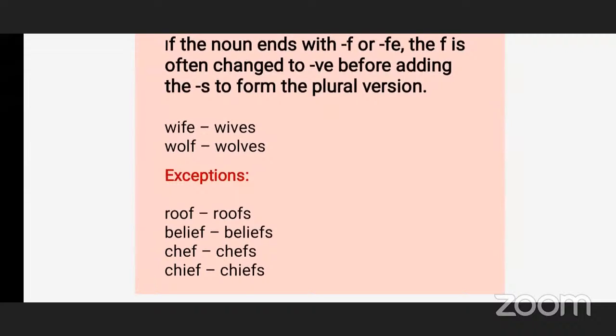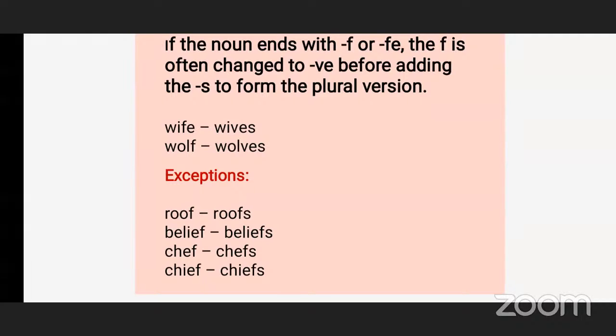See here, R-O-O-F, the answer will be roofs, R-O-O-F-S. Belief, beliefs. Yes, at the last, chief, chiefs. We are going to add only S at the last. Chef, chefs. Yes, at the last. Okay, so have a note of it. If you have notebooks, just write it in your notebook.